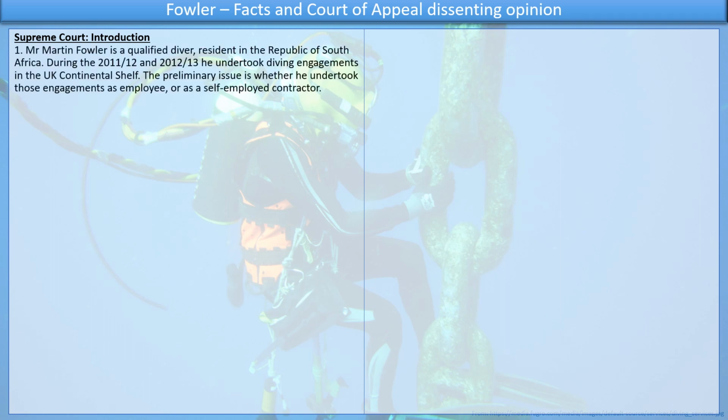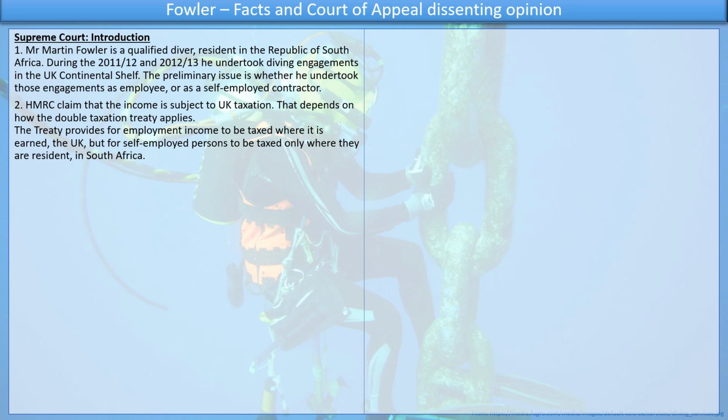So if we look and see what was going on here, the Supreme Court's introduction describes the facts. It says Mr. Martin Fowler is a qualified diver resident of the Republic of South Africa. From 11 till 13, he undertook diving engagements on the UK continental shelf. The preliminary issue is whether he undertook those engagements as employee or as self-employed contractor. HMRC claims that the income is subject to UK taxation.